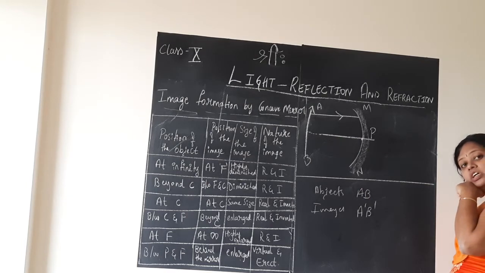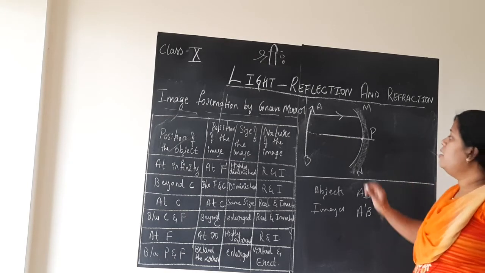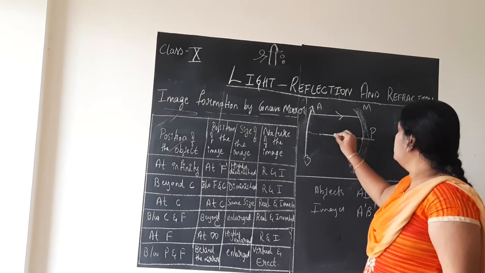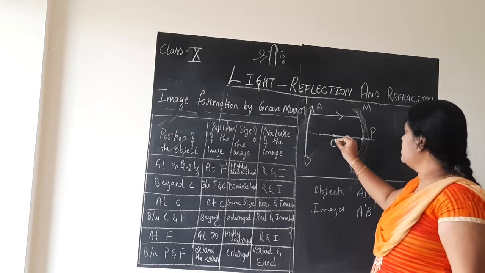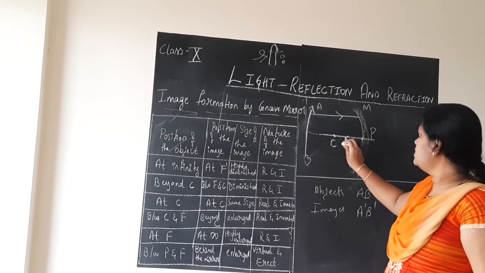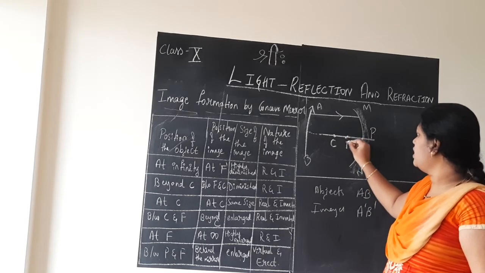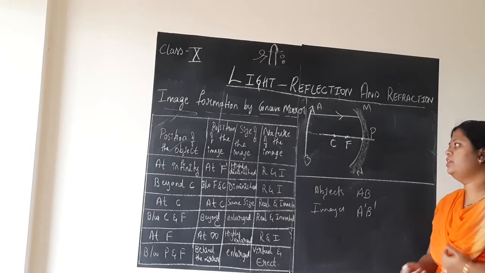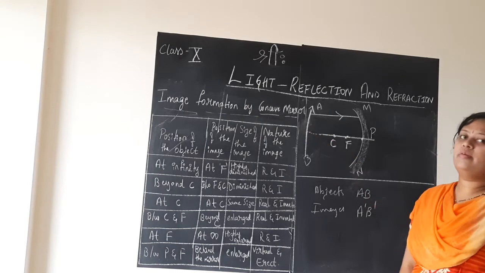We have studied one condition, and before that, children, please mark the center of pole, and then mark the center of curvature. In between the center of curvature and pole, you mark F, that is the principal focus of the mirror. After drawing this, draw the object.